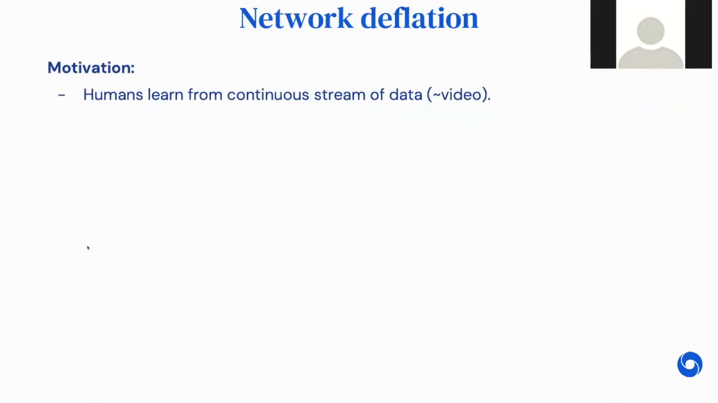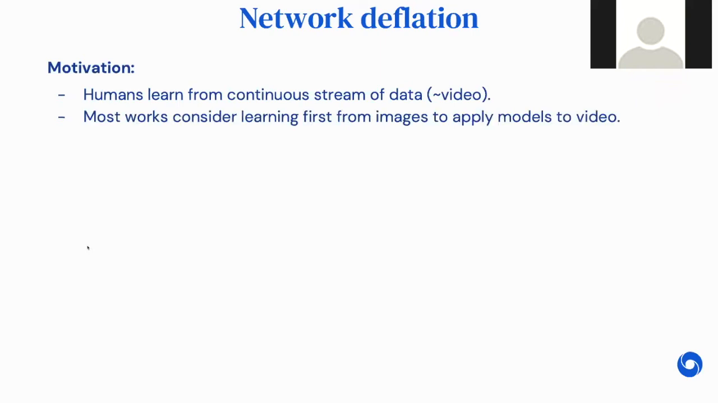Our motivation was that, as humans, we usually learn from a continuous stream of data, which is roughly approximated by videos. However, most work usually tries to first learn representations on images and then transfer them to video. So for example, in a famous work, the I3D paper that first introduced 3D networks for video, they start from a model trained on ImageNet and they inflate it. So they inflate the 2D filters into 3D filters to be able to be applied to videos.